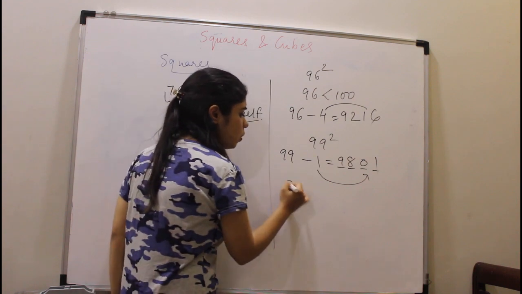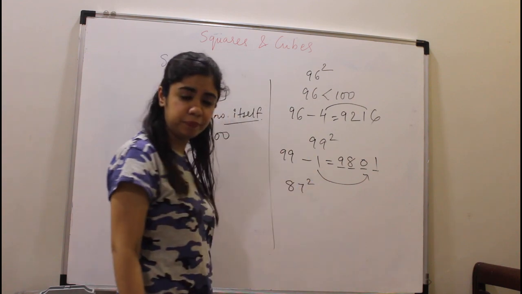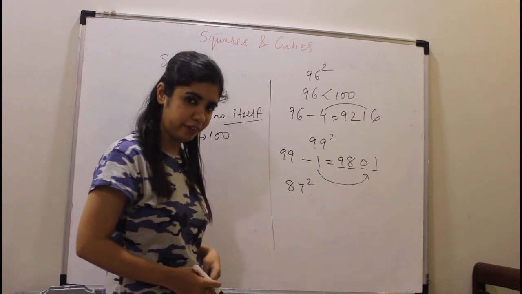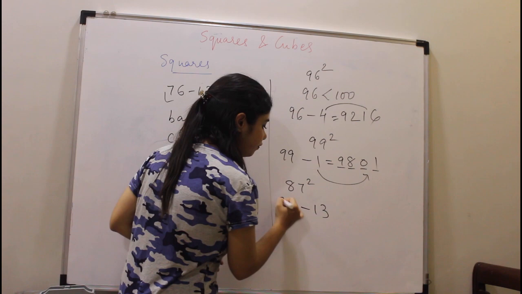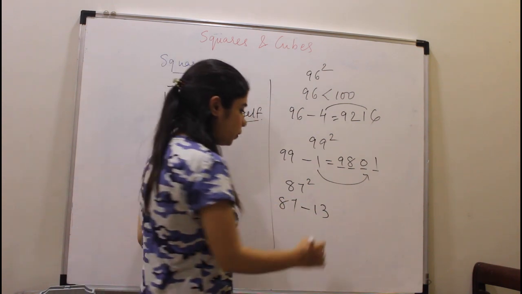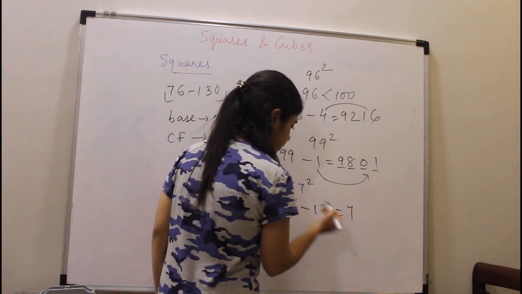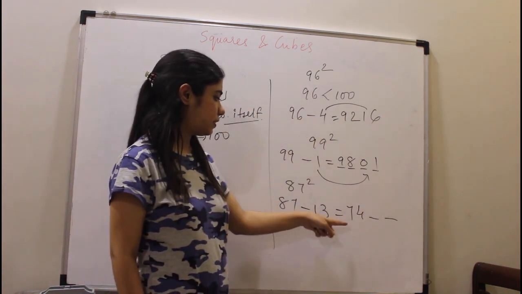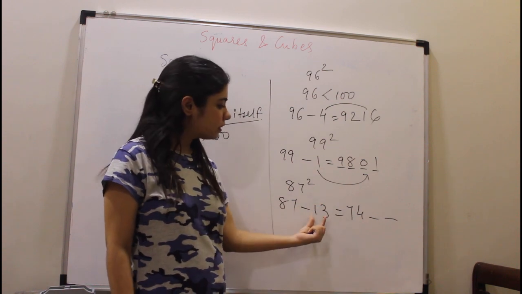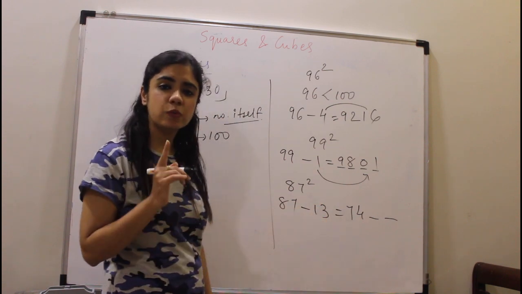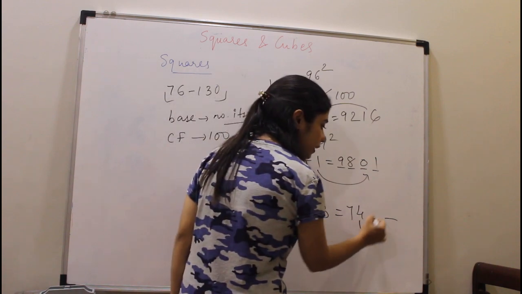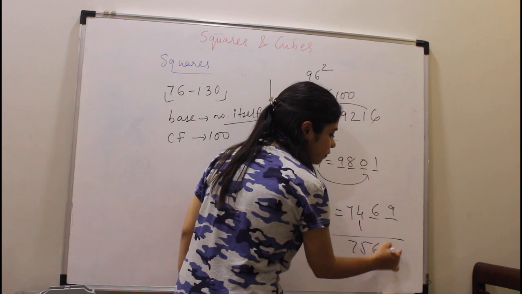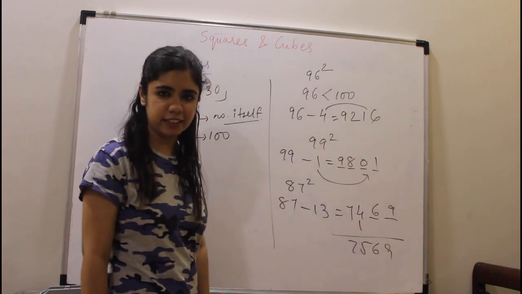Suppose if I ask you, what is 87 square? 87 is how much less than 100? It is 13 less than 100. So you will subtract 13 from the number itself. So it will become 74 and you have two spaces remaining. Okay? 8 minus 1 is 7. 7 minus 3 is 4. What is 13 square? 13 square is 169. So 1 will get carried, 69. So your answer becomes 7569. So it hardly takes any time.